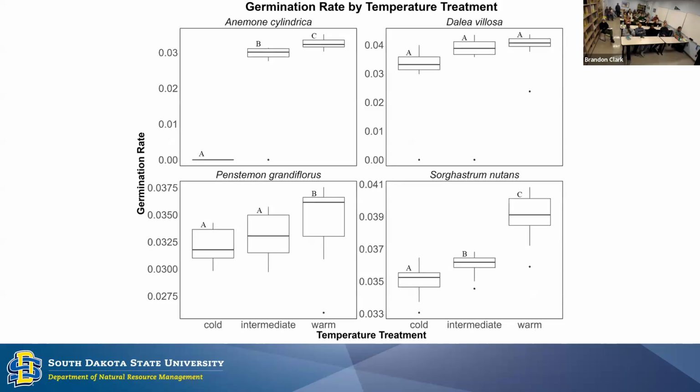Germination rate by temperature treatment: 3 out of the 4 species have higher germination rate in warm temperature treatments compared to the cold, with Dalea villosa being similar across temperature treatments.